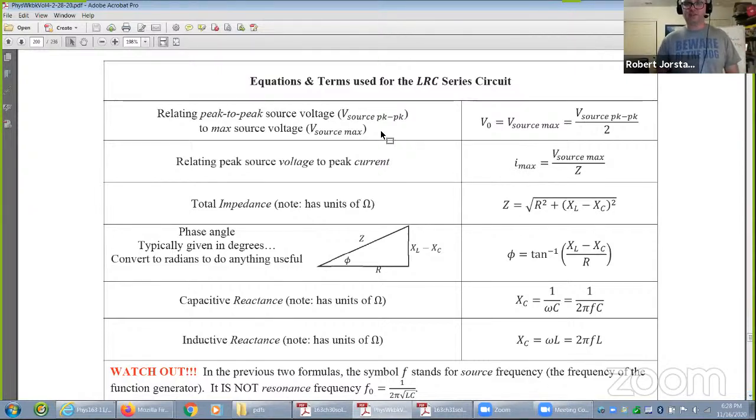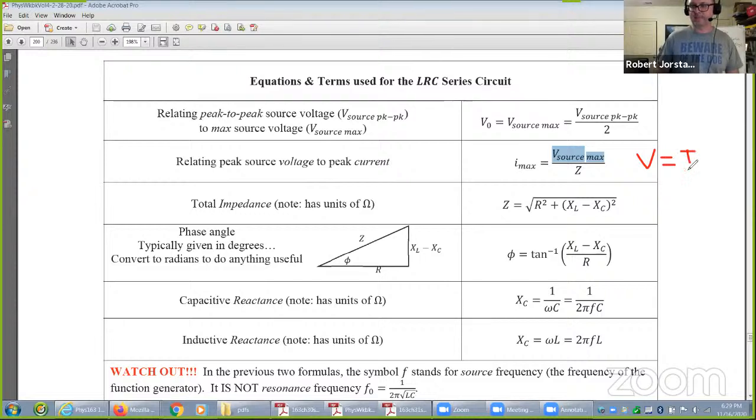So here's all the rest of that chart. Let's make sure we have these terms down, okay? Source max or V0, that's the amplitude of the source voltage. Now, it turns out the source amplitude divided by Z, which is impedance, which has units of ohms, something we'll get into. Basically, instead of Ohm's law being V equals IR, now we're saying V equals IZ. Okay? And to be clear, V here is not voltage as a function of time. It's voltage amplitude. And this is current amplitude. Now, you could do it with voltage or current as well.